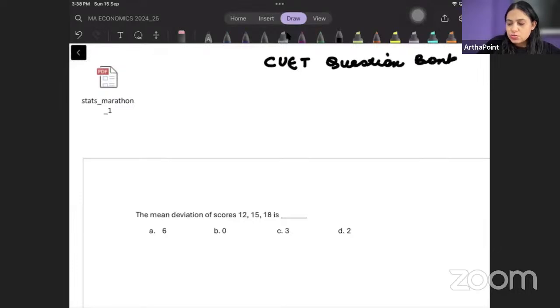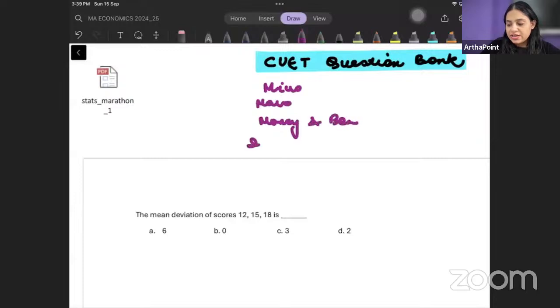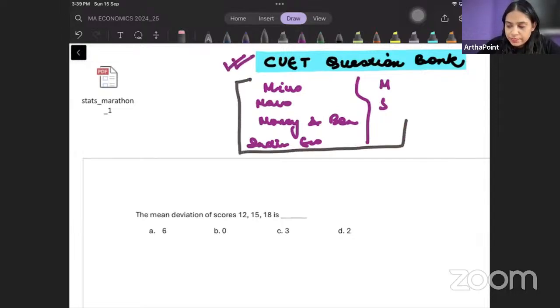So you will be given access to something which is called the CUET question bank. I've tried to make this question bank a bit more structured as compared to what it was last year. There will be sections exactly according to the syllabus. So you will find micro, macro, money and banking, Indian eco, then you will find math, stats, as per the structure and the syllabus of CUET. Right? And there will be some recorded questions in this question bank.